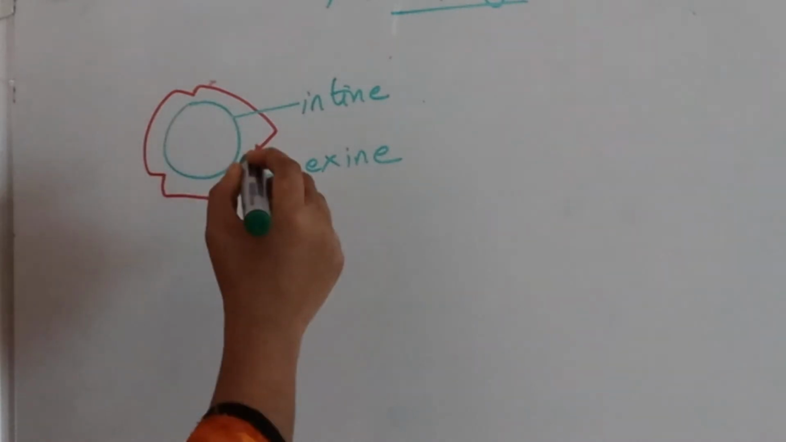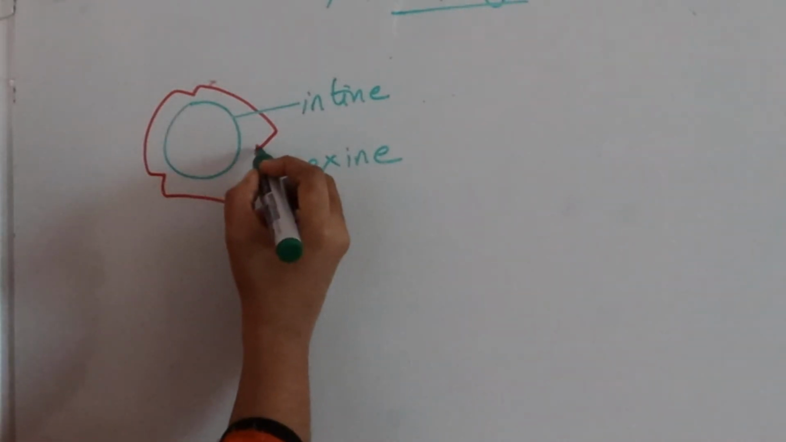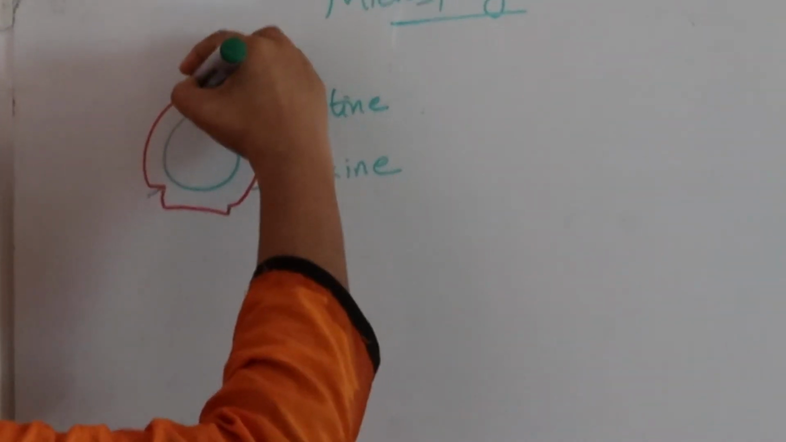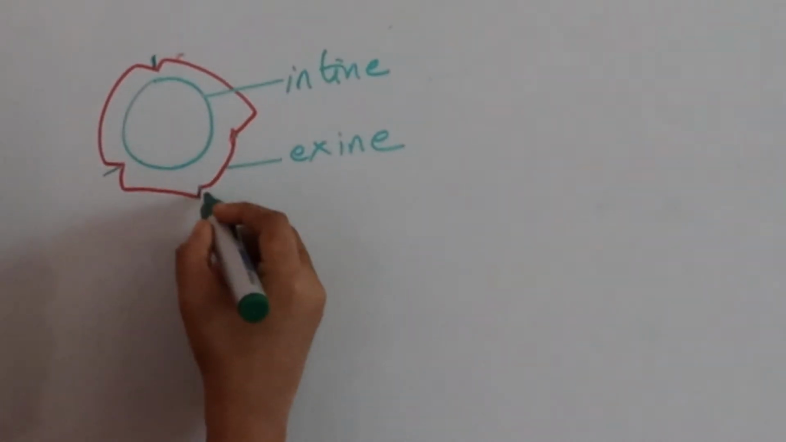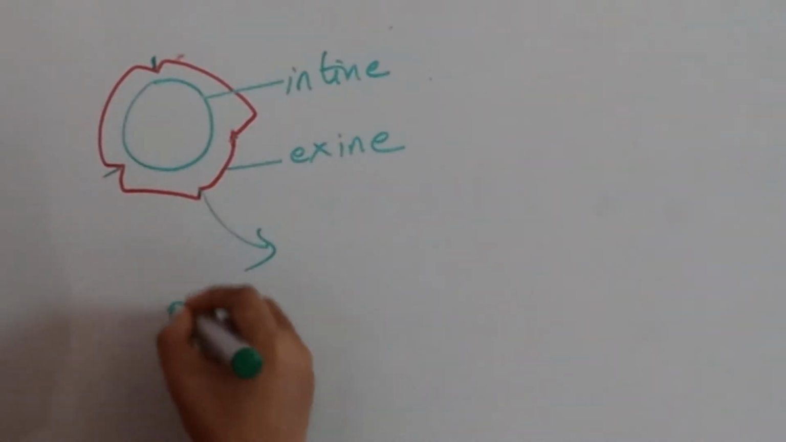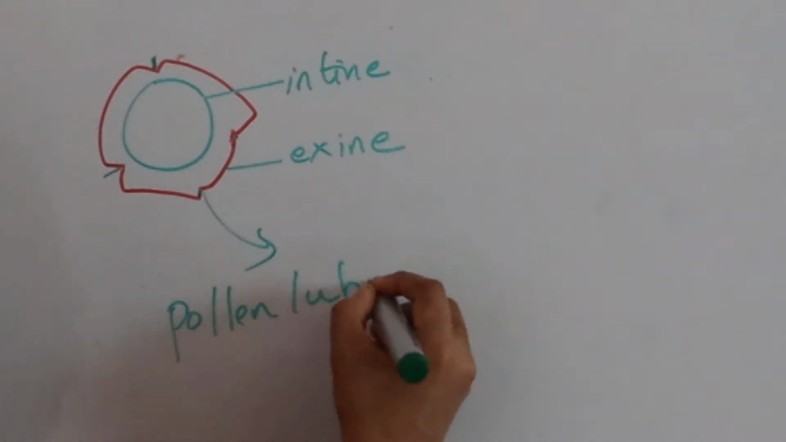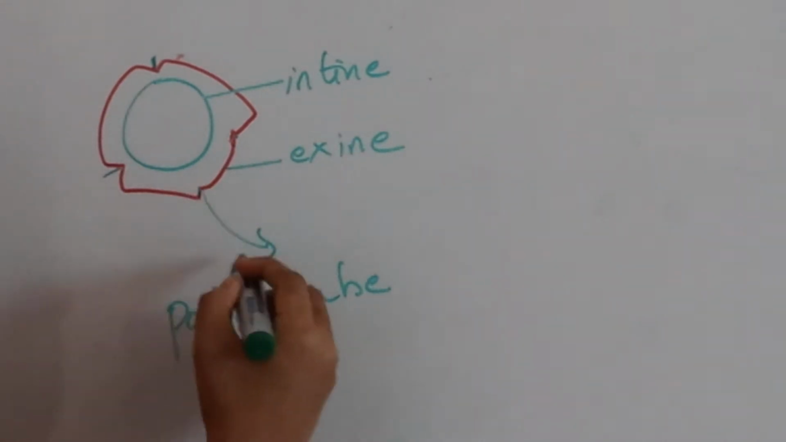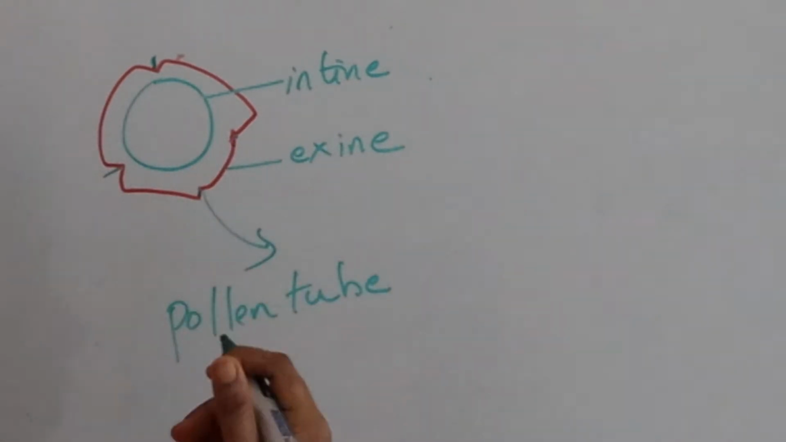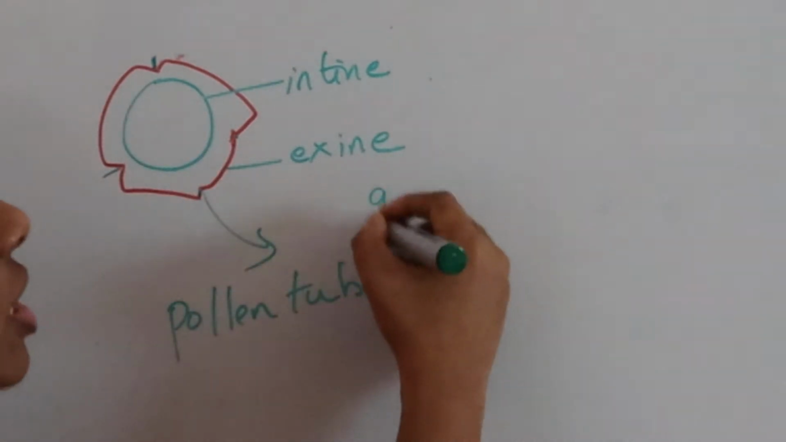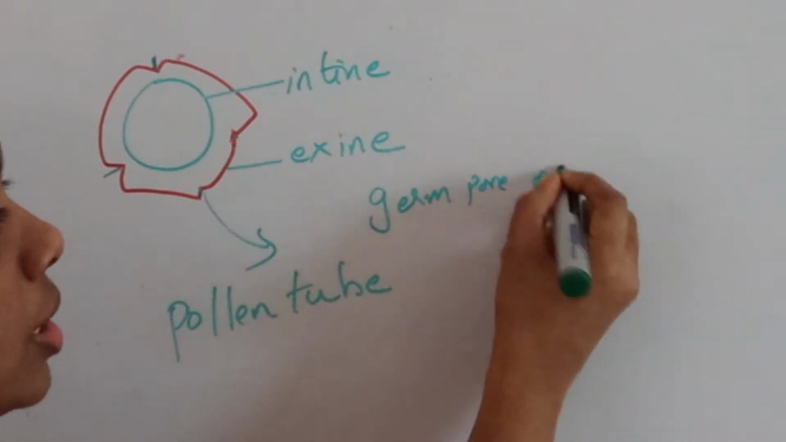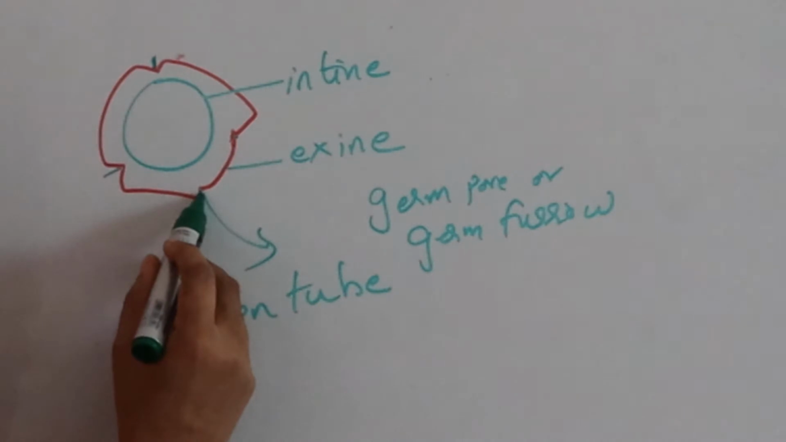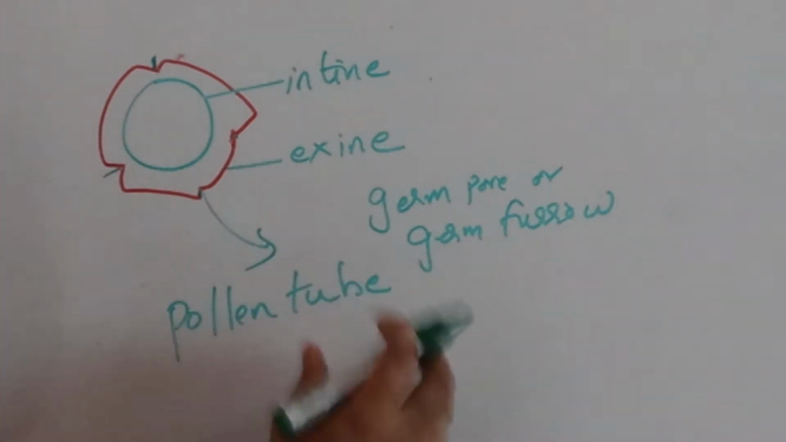Exine is irregular. Look at this, it is irregular, and in this portion sporopollenin will be absent. This irregularity is there, so sporopollenin is absent there. This is the portion from where the pollen tube will get generated. This portion, where the exine has irregularity and the sporopollenin is absent, is called the germ pore or germ furrow.